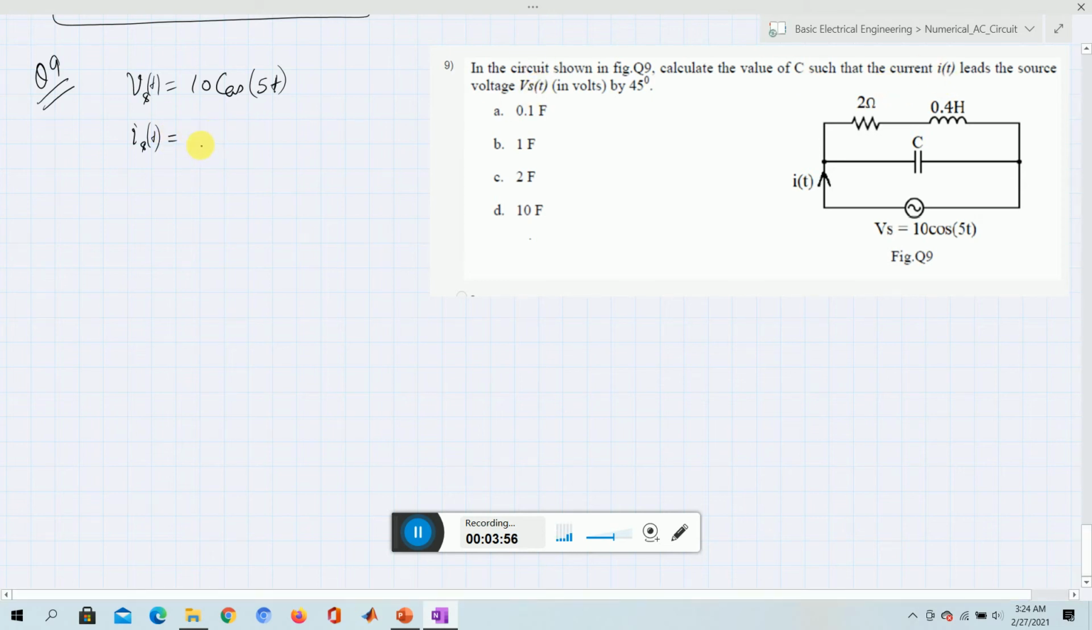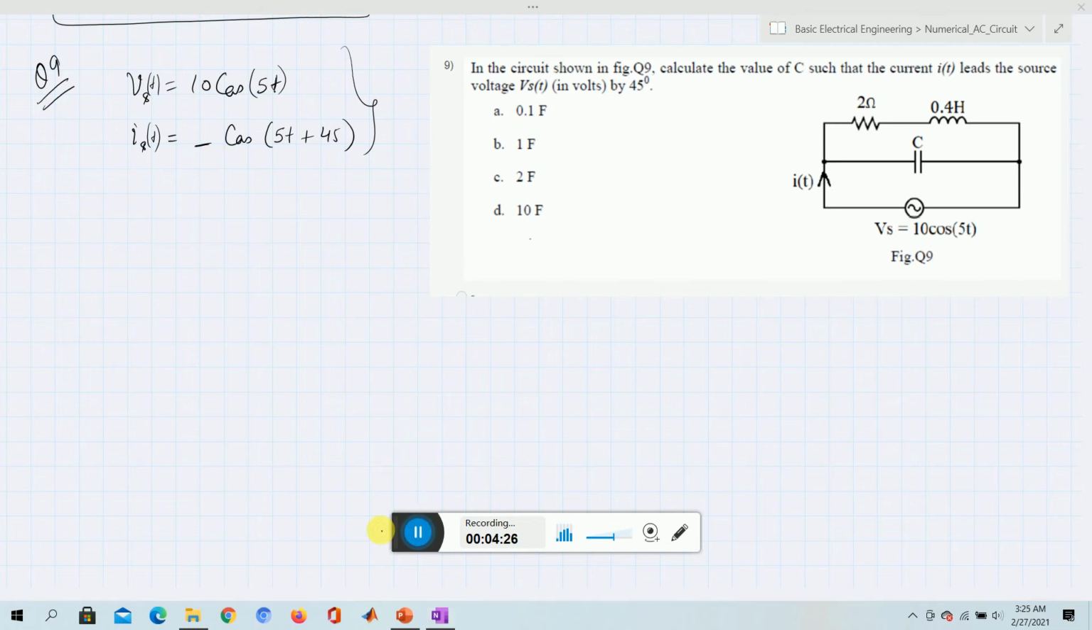The maximum value of the current I do not know, but leads means one thing we are sure of: it is 5t plus 45. So this is confirmed. The maximum value of the current is not known. The condition given is that the current should lead the voltage by 45 degrees, and we must find the value of the capacitor. With this, let us evaluate.